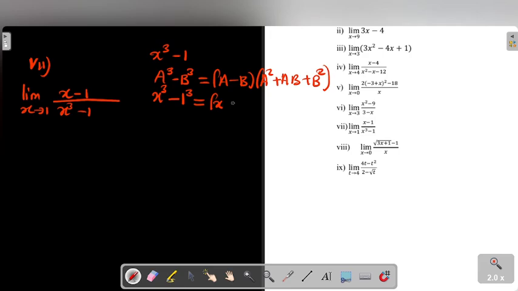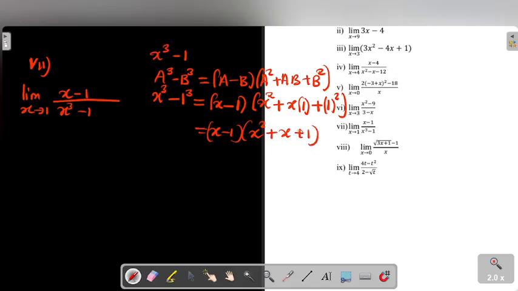Here a is x, and b is 1. Ignore the sign there. So b is 1, and a is an x like I stated, so it has to be squared, plus a times b, that is x times 1, plus b squared, that is 1 squared. So now this will be (x minus 1) times (x squared plus x times 1, that is x, plus 1). That's what we have.